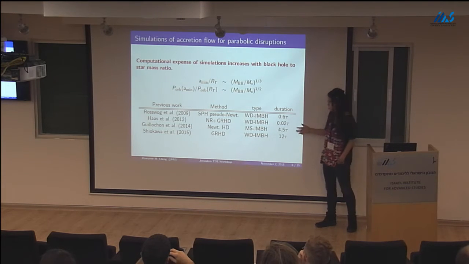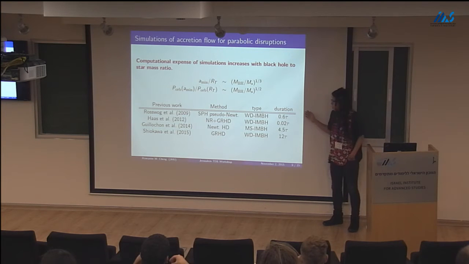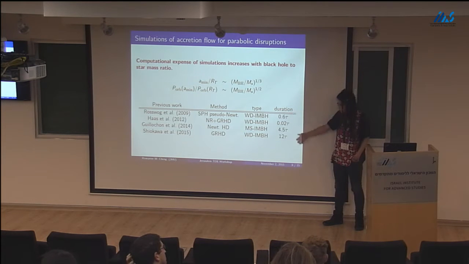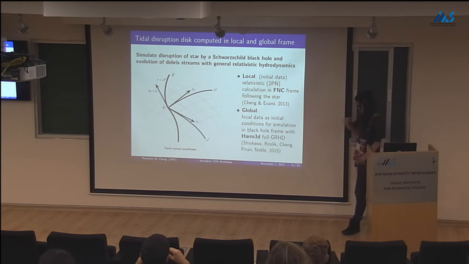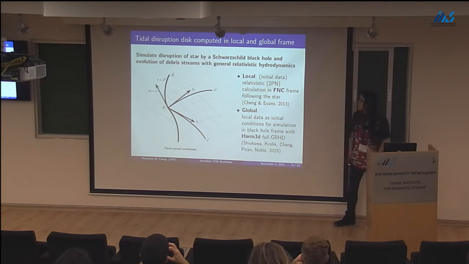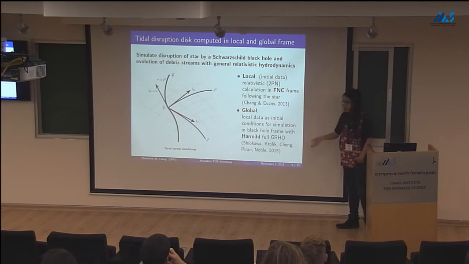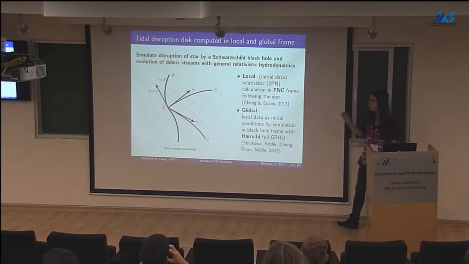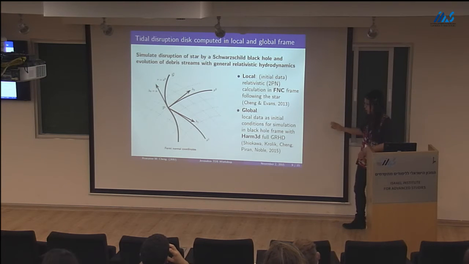Most previous work on parabolic disruptions has a moderate black hole to star mass ratio. And over the years, we have been able to model a fraction of this fundamental time scale, the return time tau, from a fraction to over 10 times tau. Now we'll show how we cut down the expense in Shiokawa et al. We modeled the system from disruption by a non-spinning black hole, and then the evolution of the debris streams around the black hole. We did this first by modeling disruption in a local moving frame following the star, known as Fermi normal coordinates. Then we take the result of that simulation as initial conditions for evolution in the black hole domain.